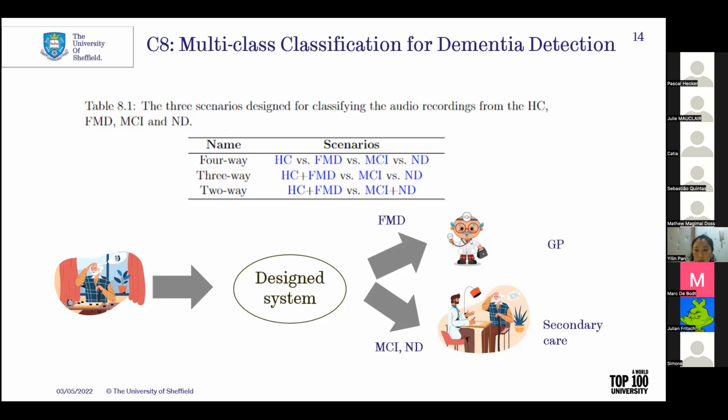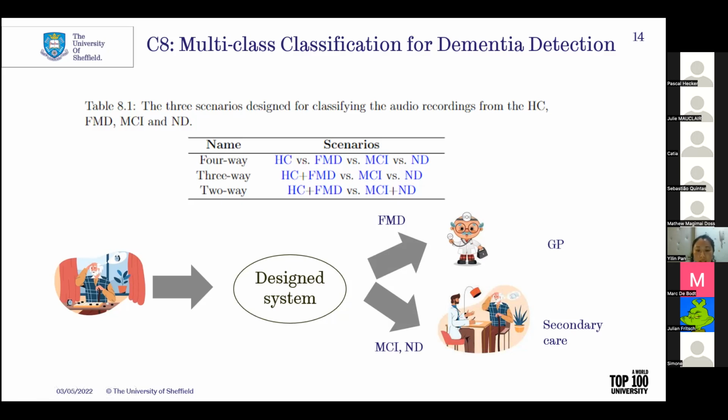Why did we design these three scenarios? Because, for example, people living with mental problems, with this designed system, can find FMD and healthy control, and MCI and ND. So for FMD, they can just go to the GP, and for MCI and ND, they need to go to secondary care.